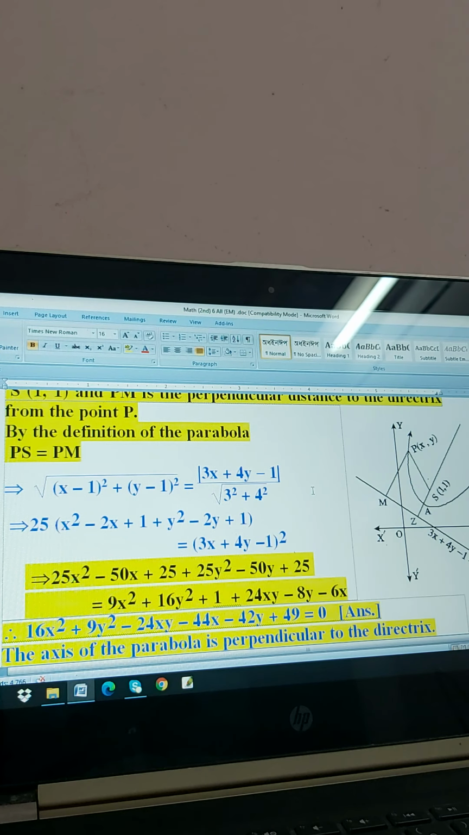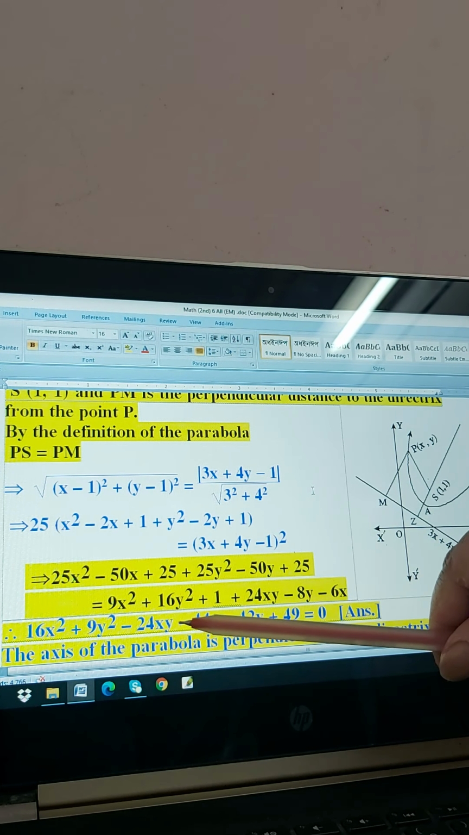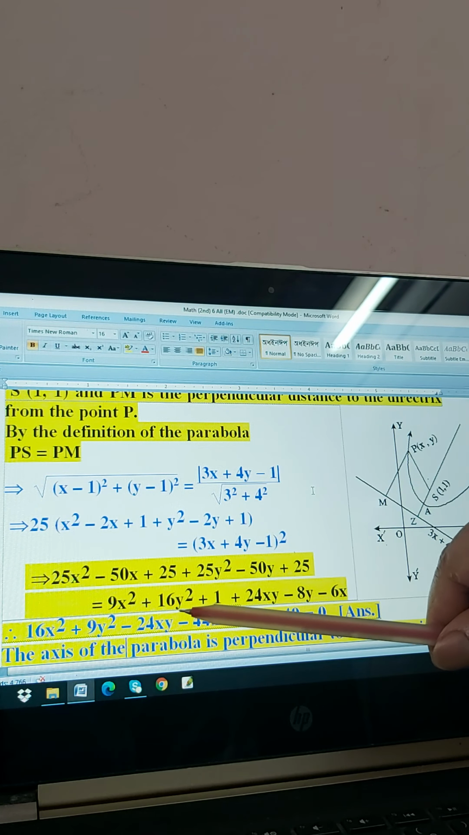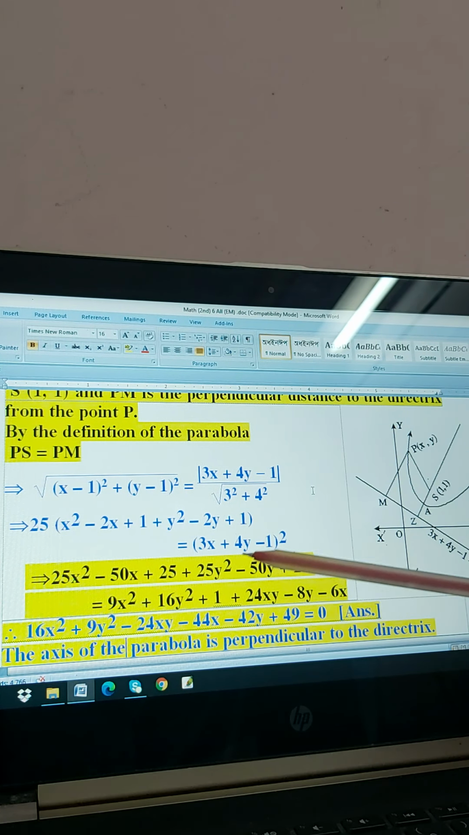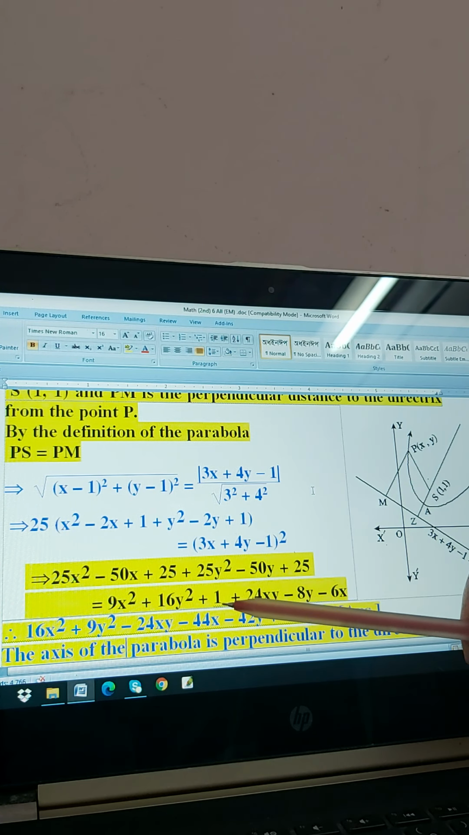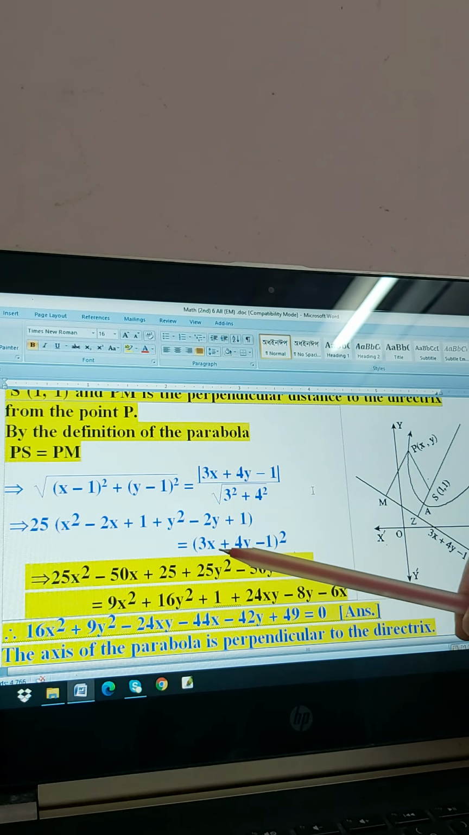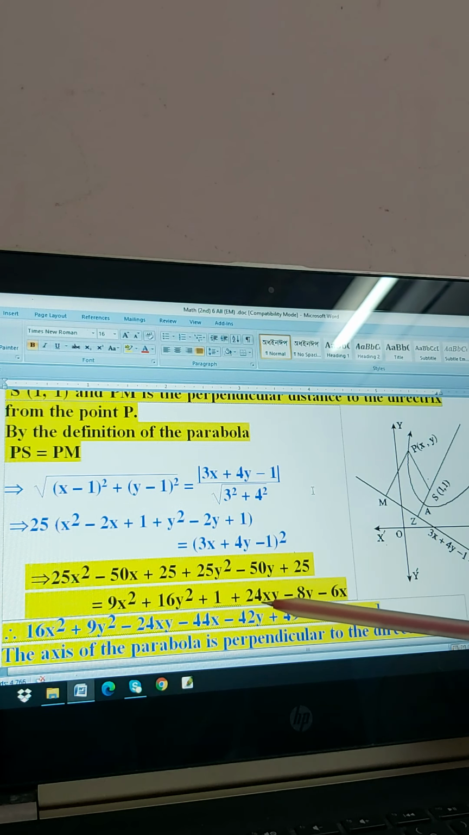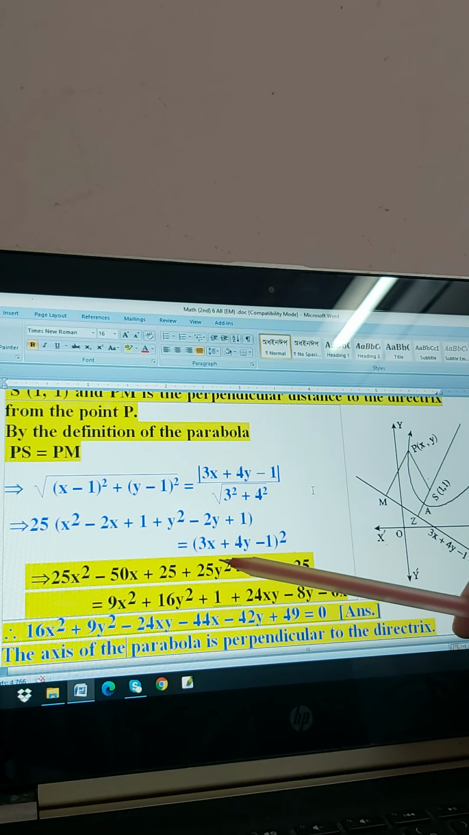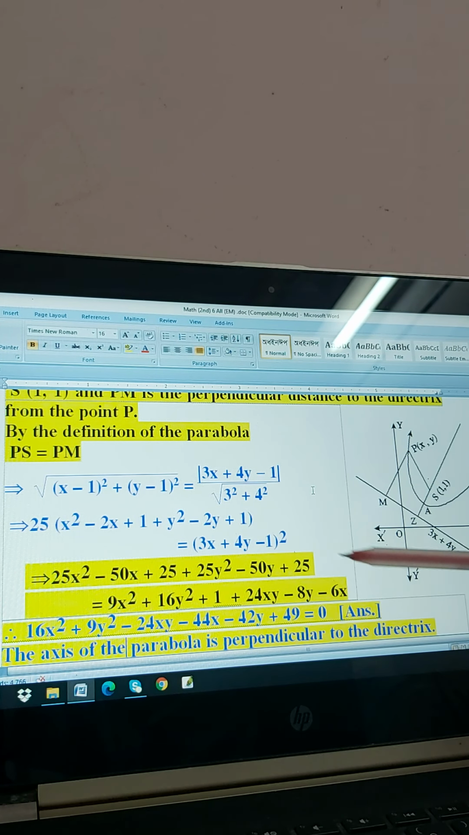So a square, that means (3x) whole square, is 9x square. b square, that means (4y) whole square, is 16y square. c square, that is (minus 1) whole square, is 1. Plus 2ab, 2 into 3 into 4, that is 24xy. 2bc, that is 2 into 4y into minus 1, that is minus 8y. 2ca, that is 2 into 3x into minus 1, that is minus 6x.